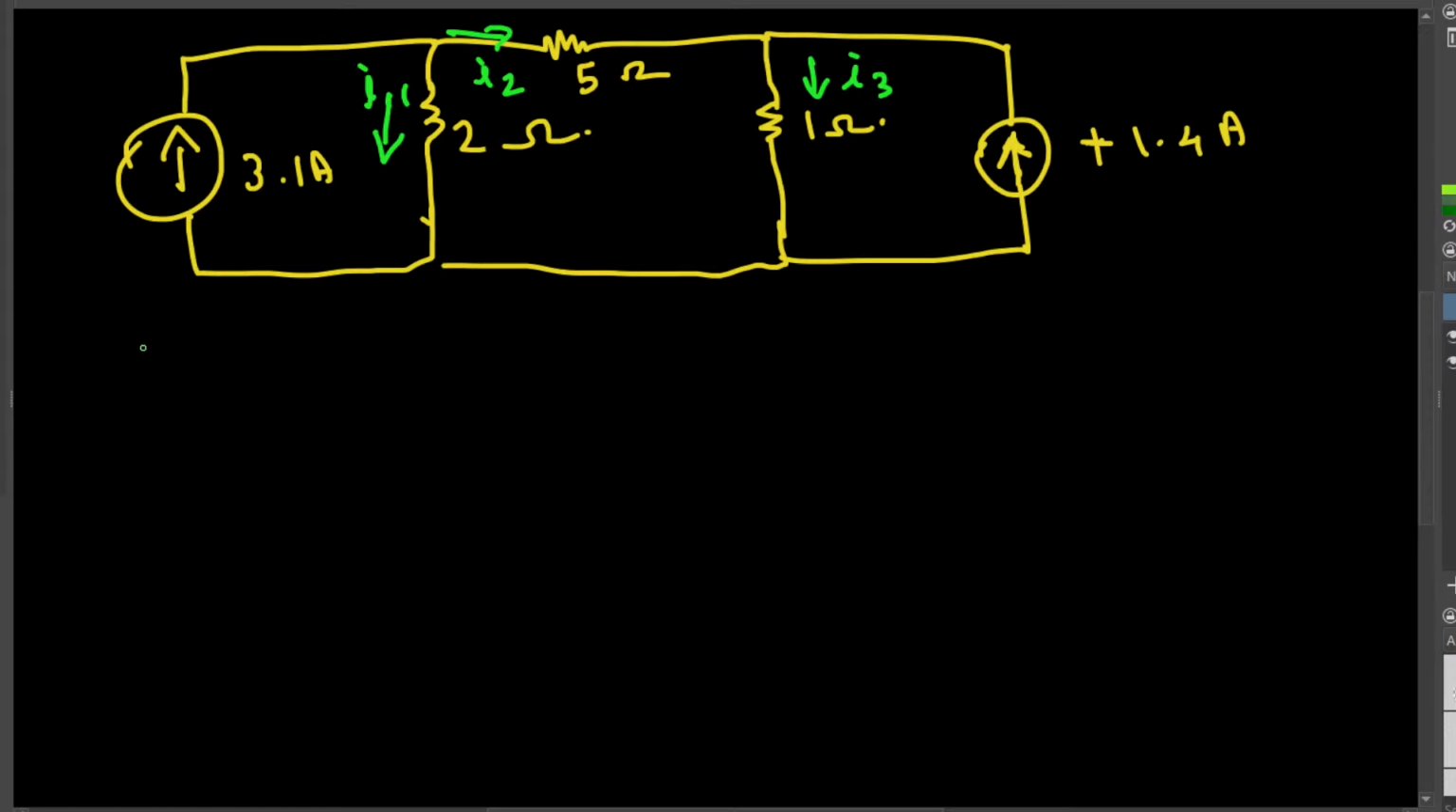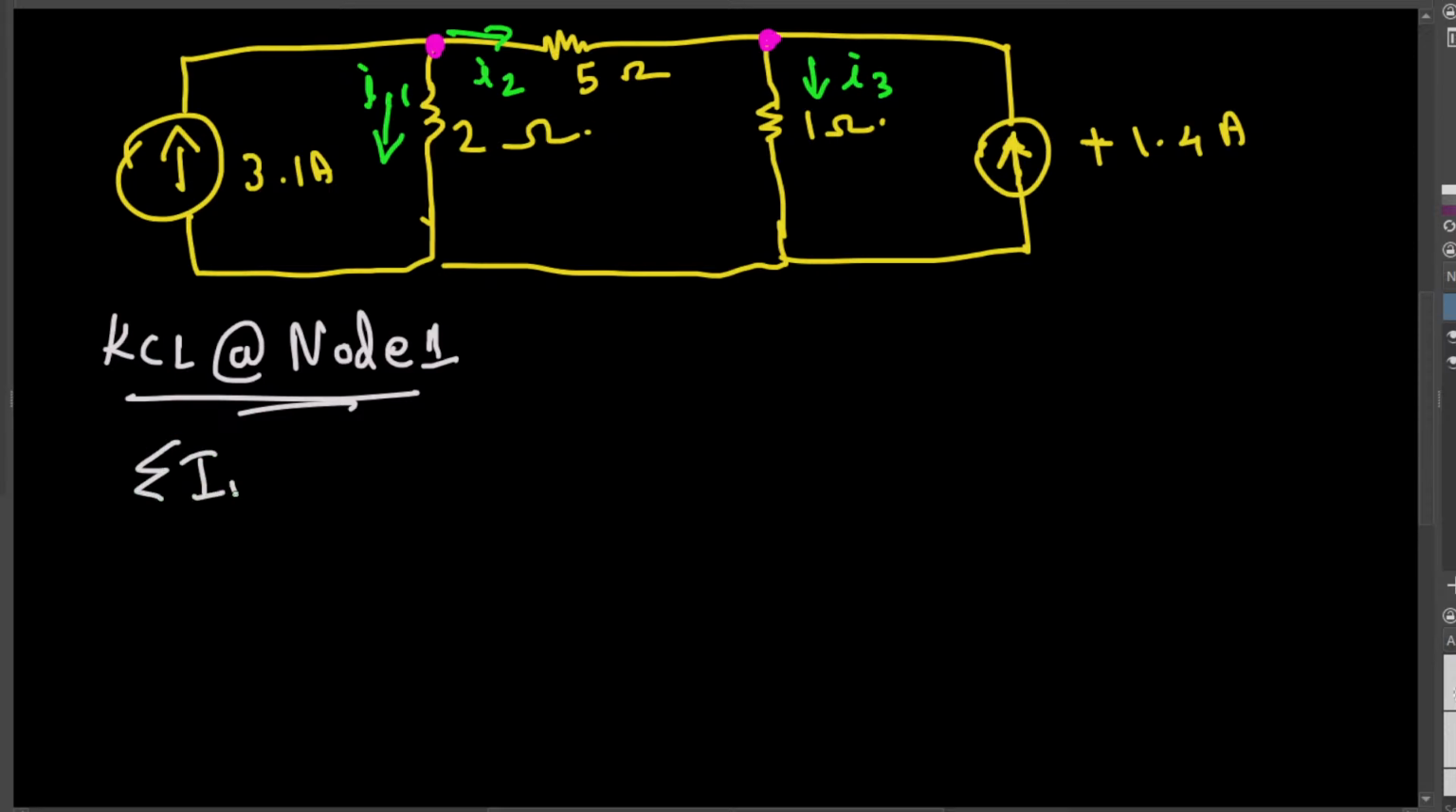If I apply KCL at node 1, let's say this is node 1 and this is node 2. First I'm applying KCL at node 1. KCL says the sum of all the current is equal to 0, or the sum of current in is equal to the sum of current out. I'm going to use the sum of current in is equal to the sum of current out.